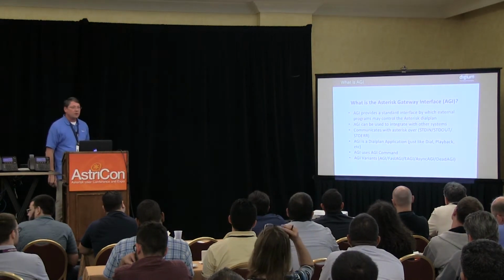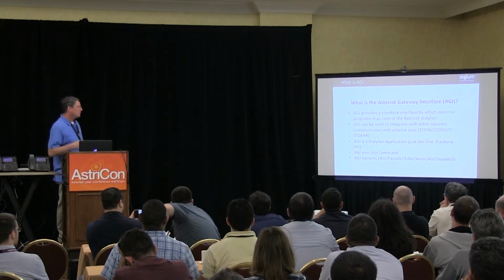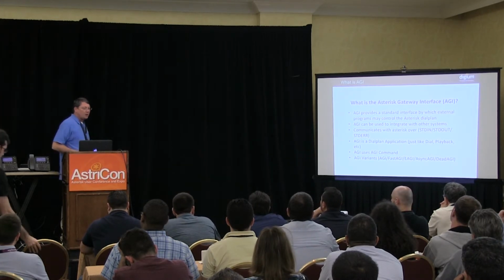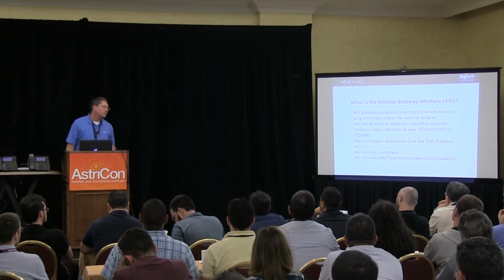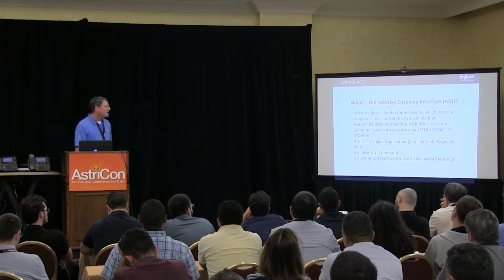So first, we'll go over the AGI. What is the Asterisk Gateway Interface? It's a standard interface by which external applications can control the Asterisk dial plan. You can use the AGI to integrate with other systems, be it an IVR type, lookup for accounts and stuff like that, or maybe you need to do some sort of authentication to a third-party database. You can use that to communicate out. It communicates with Asterisk over standard in, standard out. Now, AGI is a dial plan application, just like app dial or app playback. It is a dial plan application.